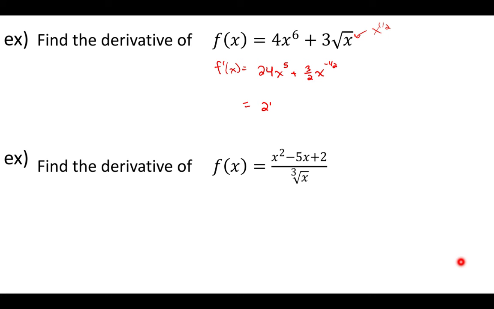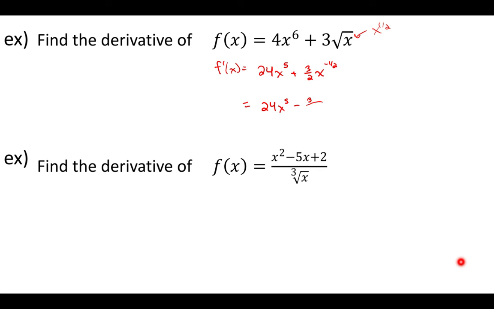And then again, rewriting that, it becomes 24x to the 5th minus, sorry guys, 3 over 2. And then this would be x to the positive 1/2 power. Positive 1/2 power is the same as the square root. So minus 3 over 2 square root of x.